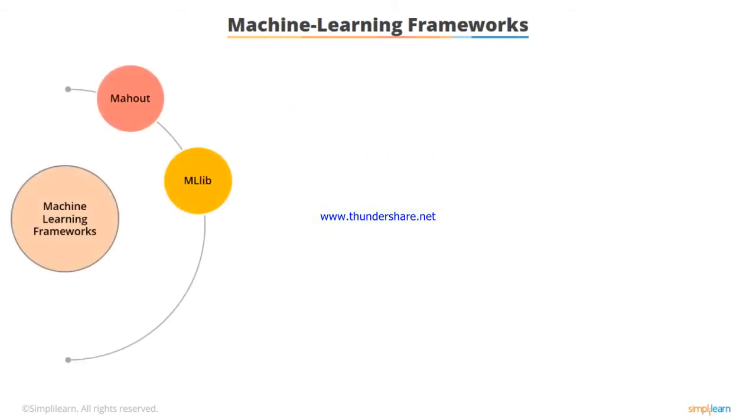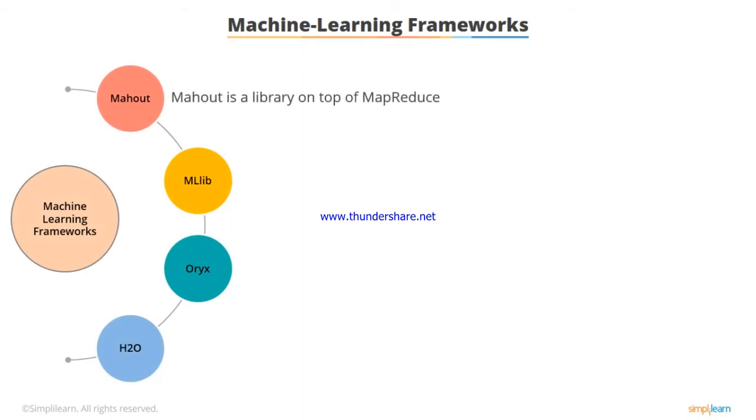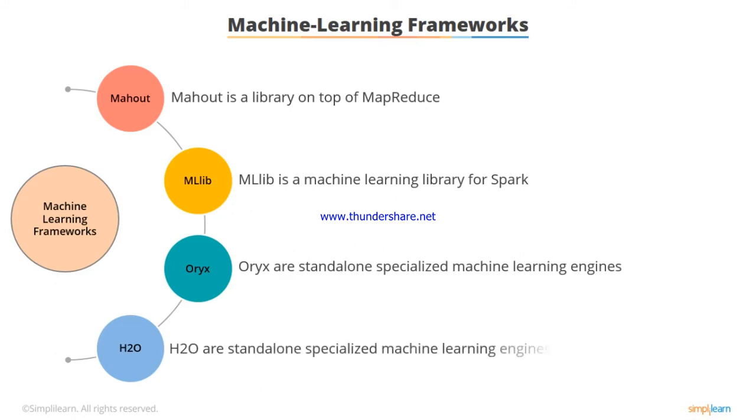Mahout, MLlib, Oryx, and H2O are commonly used machine learning frameworks. Mahout is a library on top of MapReduce, while MLlib is a machine learning library for Spark. Oryx and H2O are standalone, specialized machine learning engines.